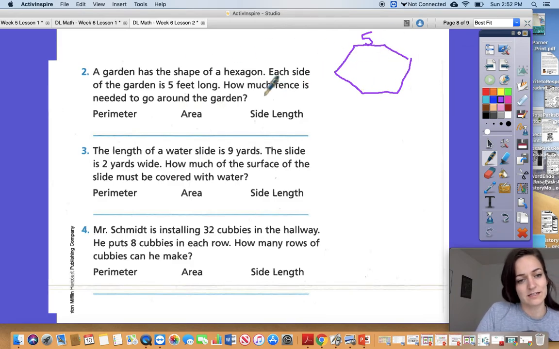So I want you to ask yourself, am I finding the perimeter? Am I finding the area, or am I finding one of the missing side lengths? I'm finding the perimeter because it says how much fence is needed to go around it. Remember, perimeter is the rim. So I'm going to go ahead and circle it.